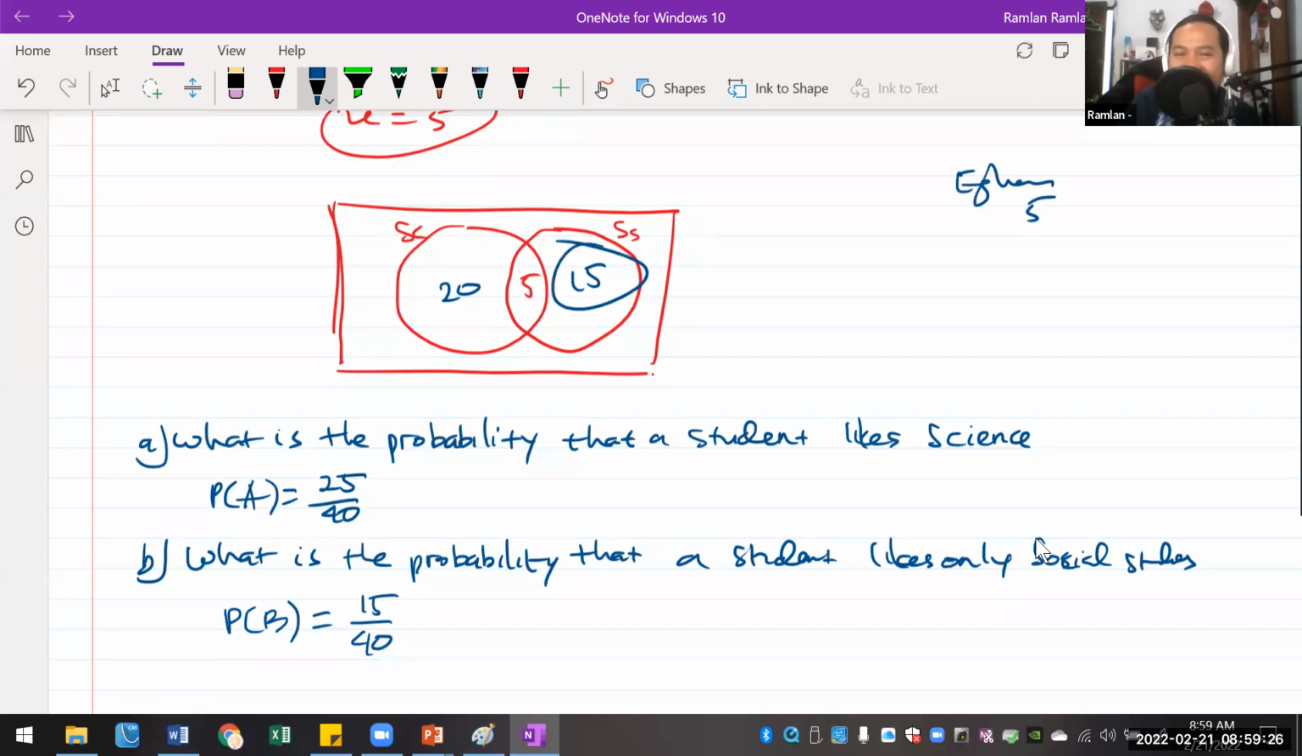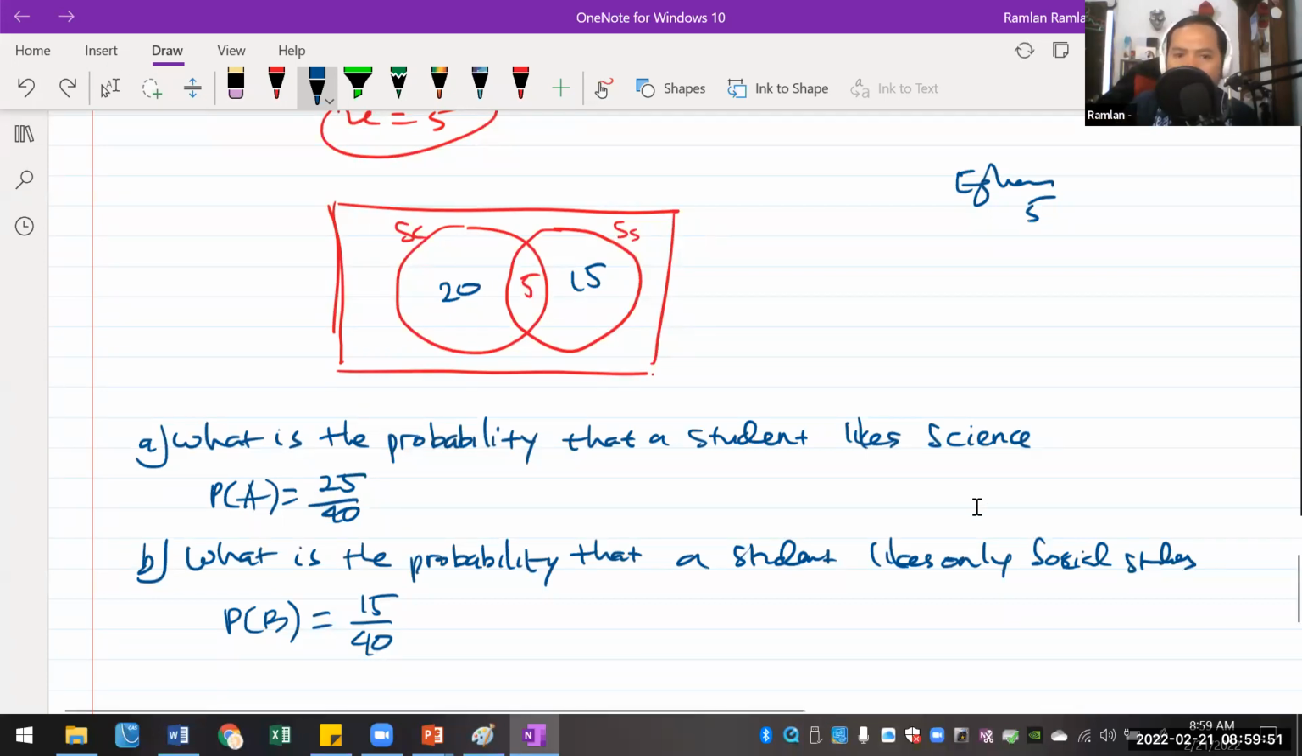So actually you can just see it here, right? That 15 represents the students that like only social studies. That's why we can use a Venn diagram to illustrate what's really happening inside this class. So you will get this question later in the exercise, guys. You need to make the Venn diagram first to know which one is which.